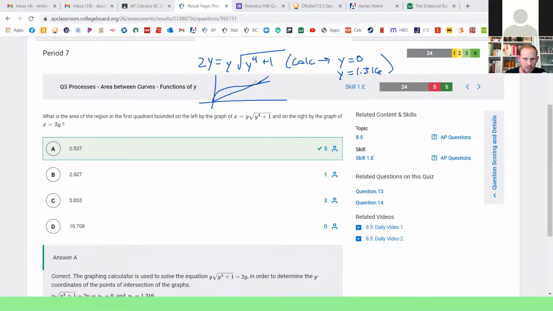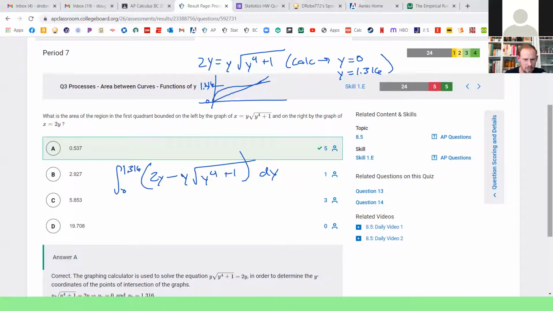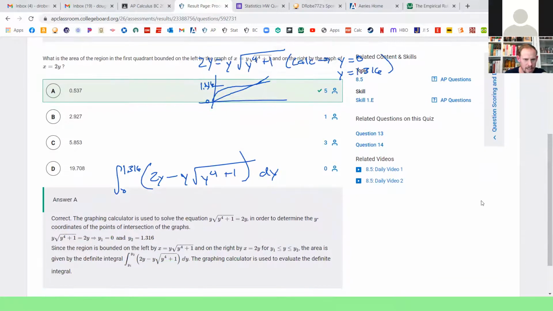All right, so they're going to cross at 1.316 and 0. So that means we're going to be integrating from 0 to 1.316 with 2y minus this guy, y times the square root of y to the 4th plus 1, dy. Now, typing that in your calculator, you can just pretend everything is x. You can just type in x all you want in the calculator instead of y. That's probably what they do.